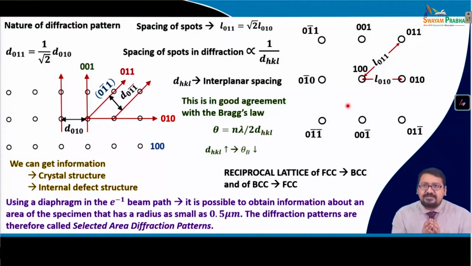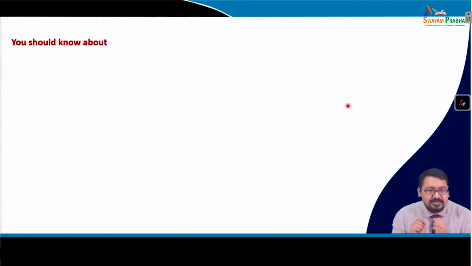So, what we do in transmission electron microscopy in order to get this kind of diffraction is that we use a diaphragm in the electron beam path, and the diaphragm has a very small radius, about 0.5 micrometer. It makes it possible to obtain information from a very small area of the specimen, a particular position where it is a single crystal in the polycrystalline specimen, and therefore, this kind of diffraction pattern is called a selected area diffraction pattern. Okay.